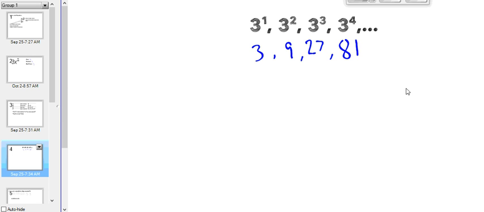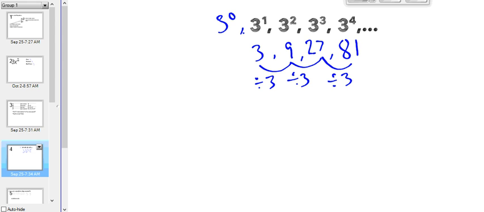So I think it would make sense if we think about going down. 81 divided by 3 is 27, right? 27 divided by 3 is 9. 9 divided by 3 is 3. So think about this, right? The next logical thing behind 3 to the fourth and 3 cubed and 3 to the second and 3 to the first would be 3 to the 0 power.